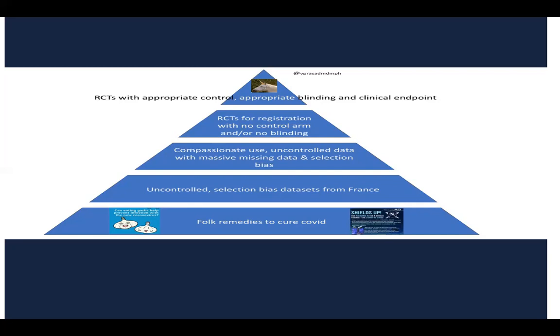Then we have uncontrolled selection bias data sets from France talking about study related to COVID-19. Then compassionate use, uncontrolled data with massive missing data and selection bias. Then randomized clinical trial for registration with no control arm and or no blinding, referring to one study that used an antiviral drug without control arm in COVID-19, and hinting to the top of the pyramid, hinting to the fact that maybe having a randomized clinical trial with a very strong evidence is a fairy tale. It's something that probably will not have, and it may not happen. So I just found that this is a nice slide to share.